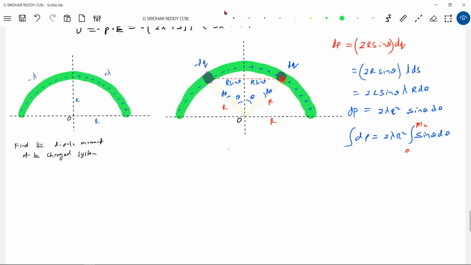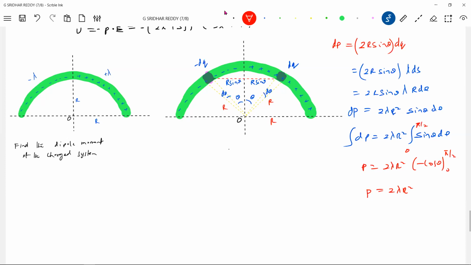If I assumed only one element, it would be a little difficult. Or shall I assume minus pi by 2 to plus pi by 2, or 0 to pi? If you take 0 to pi by 2, you'll get the total dipole moment of this semicircular ring. So P equals 2 lambda r square times minus cos theta from 0 to pi by 2, which gives 2 lambda r square. Lambda is the linear charge density I defined. This will be the dipole moment of this system.